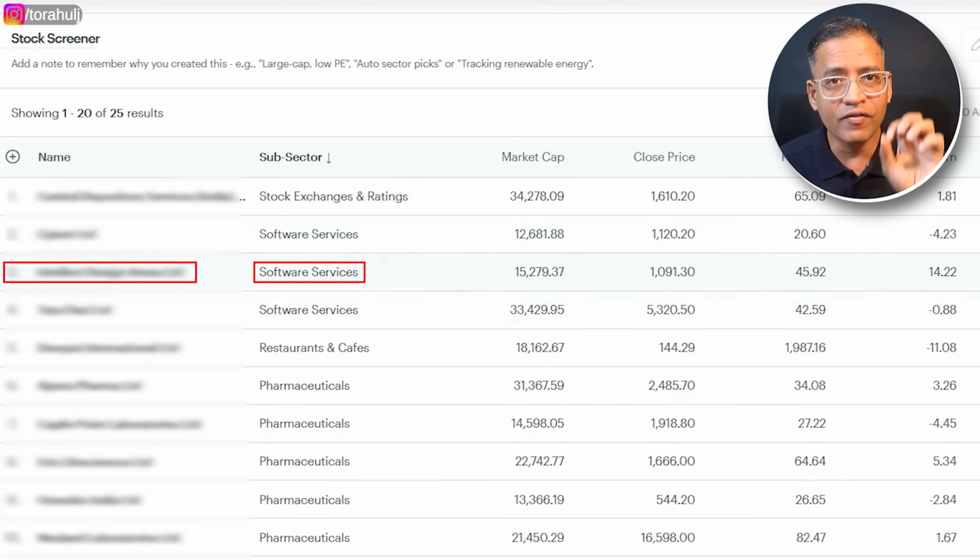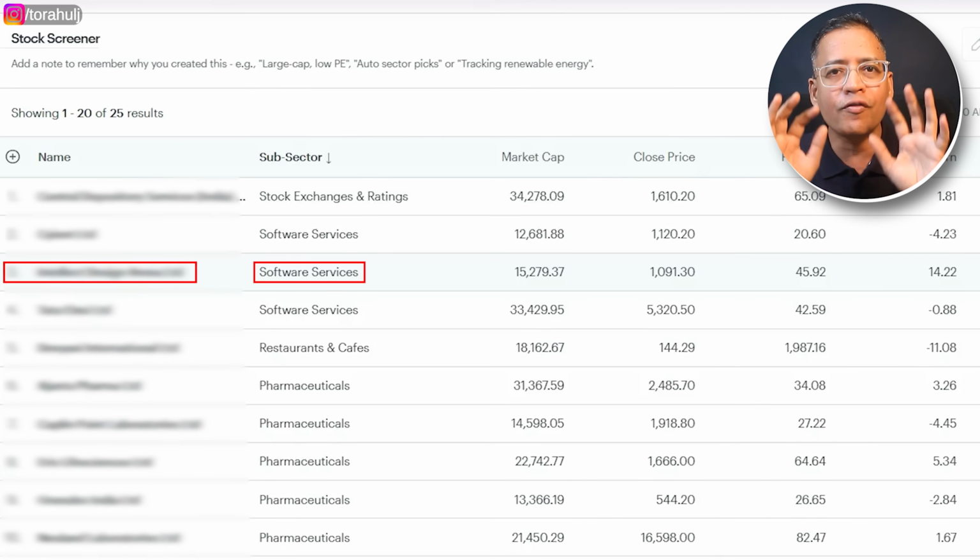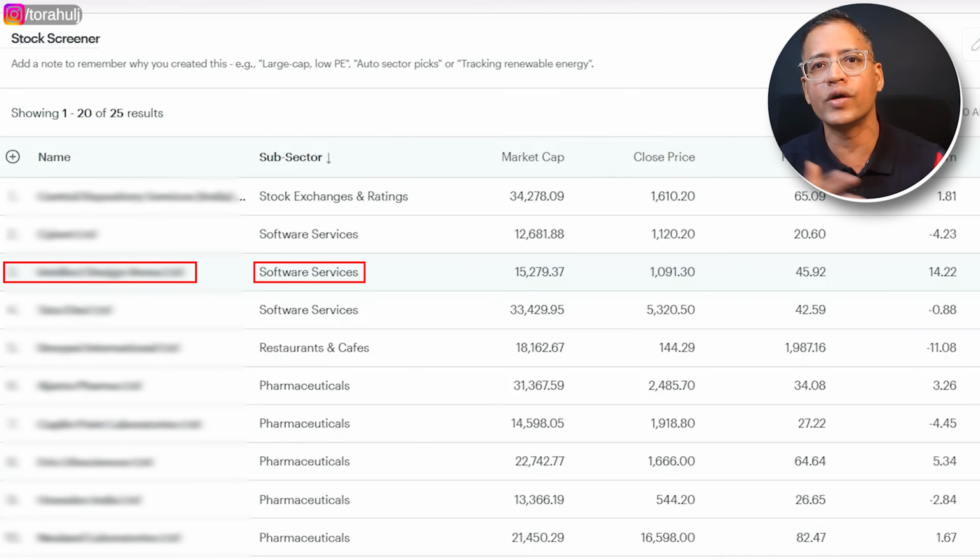Again, I am not revealing the name of this company because I'm going to show you some sensitive data about this particular company. And I do not want you to get influenced and look at the name of the company and go and invest in that company blindly. No, that is not the intent. The intent is for you to learn the entire process so that you can do it yourself.